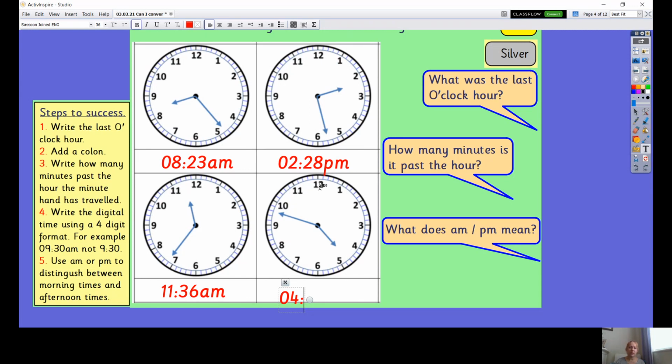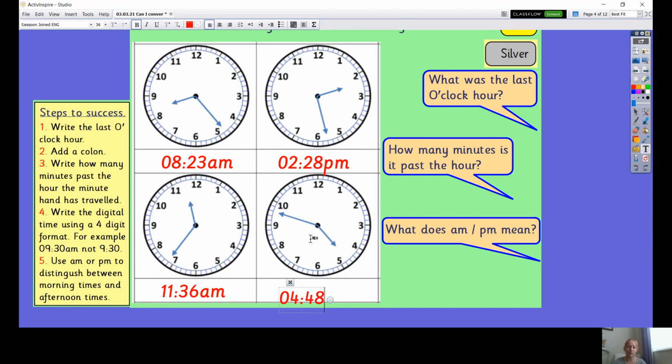So this is a funny thing with digital time. Even though this minute hand is on the 2 side of the clock, the digital time, we're always counting how many minutes passed. So start on the 12. 5, 10, 15, 20, 25, 30, 35, 40, 45, 46, 47, 48, I think.